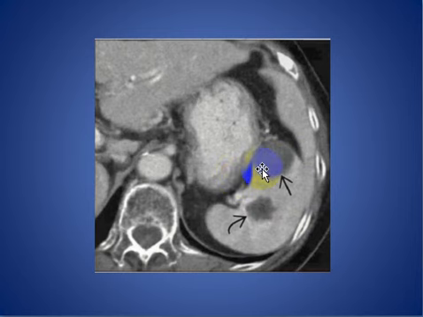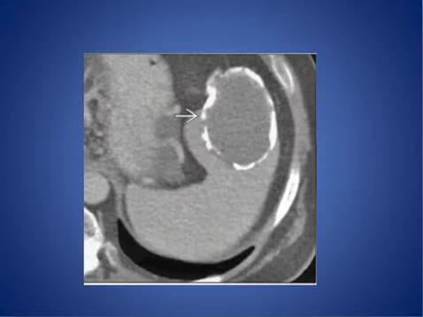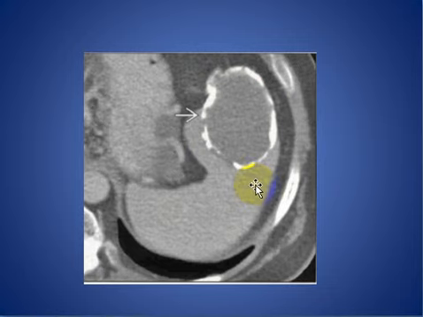Here the cyst has no mural nodule and no septation. No enhancing wall is also seen. Here is another axial CT scan that shows another eggshell calcification of a cystic lesion, probably post-traumatic. Here, the differential diagnosis of hydatid cyst cannot be excluded.